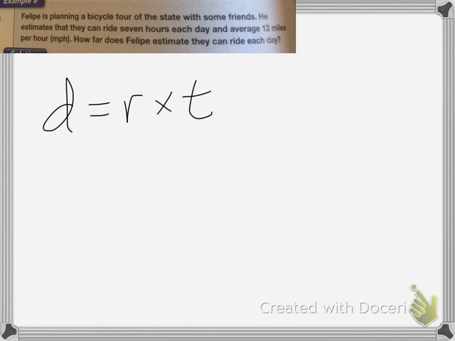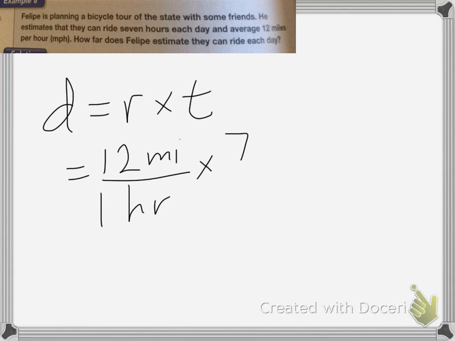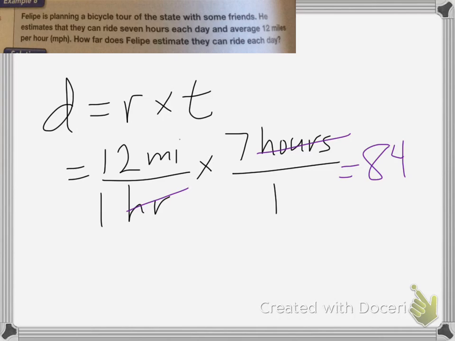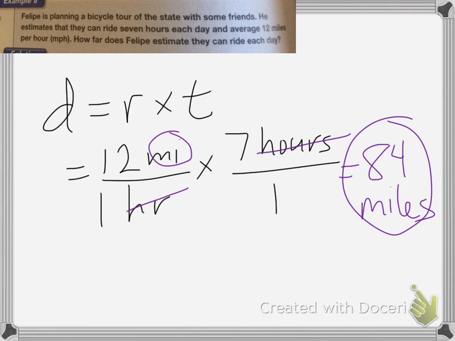Okay, so my rate is they're going 12 miles per hour. Okay, and then they're going to be traveling 7 hours a day. Okay, so I'm going to cancel out the rates. Hours and hours cancel. So I end up with 12 times 7, which is 84. And then the miles we carry over, so 84 miles per day. Okay, and that's it for this lesson.